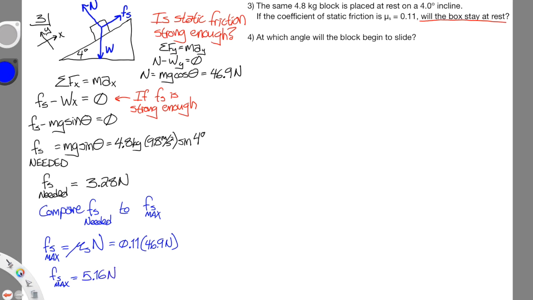So now to actually answer the question, was static friction strong enough? We needed 3.8 newtons. Static friction can give 5.16 newtons. So yes, static friction is strong enough.